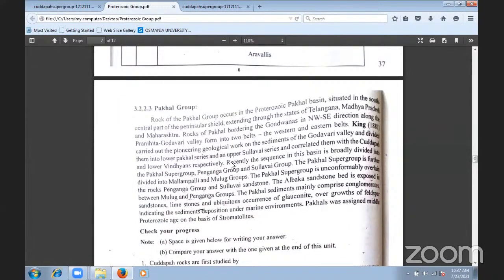And the next equivalent rock is the Pakhal group. The Pakhal group occurs in the Proterozoic Pakhal Basin. It is situated in the south central part of the peninsular region, and it extends through the states of Telangana, Madhya Pradesh, and Maharashtra. The rocks of Pakhal, consisting of the Gondwana in the northwest southeast direction along the Pranhita Godavari Valley, form into two belts, western and eastern belts.